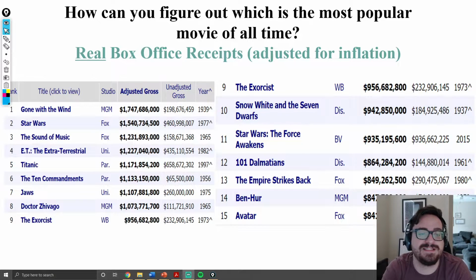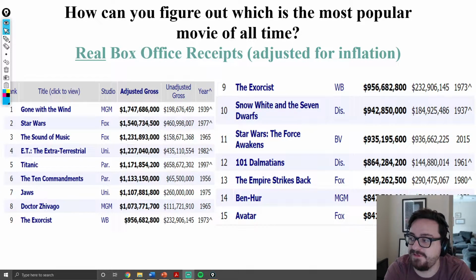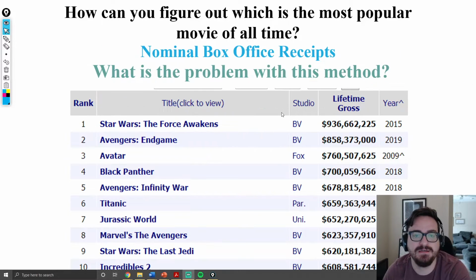So what they do is that they've adjusted for inflation. They keep the price of the tickets the same, and they just multiply that price by the quantity. And the price they used was present-day prices. What they found was Gone with the Wind's adjusted gross was $1.7 billion, which again, if you look back at the last slide, we're not even at the $1 billion mark for these.